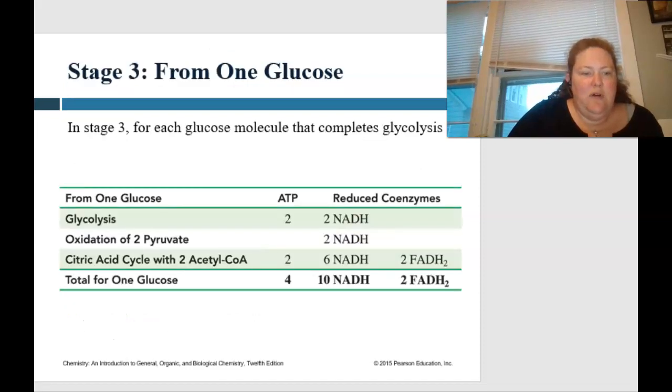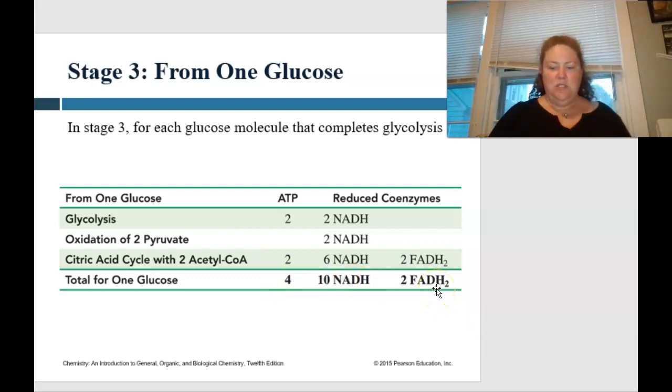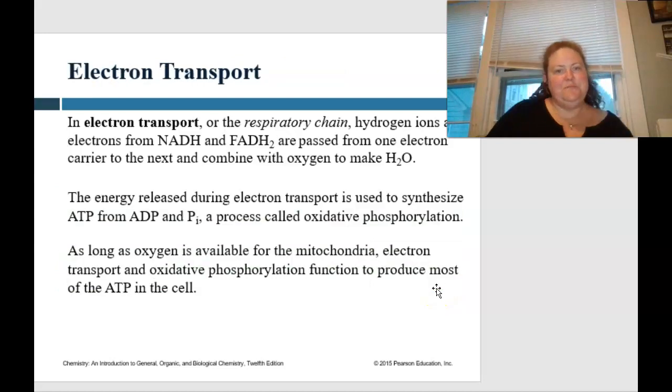So here is a fun little summary table where in stage 3, which is the electron transport chain, each glucose molecule that completes glycolysis from one glucose, in glycolysis we produce 2 ATP net, okay? And then the citric acid cycle, we have 2, and then for one glucose, that means that we have 4 ATP so far, 10 NADHs and 2 FADH2s.